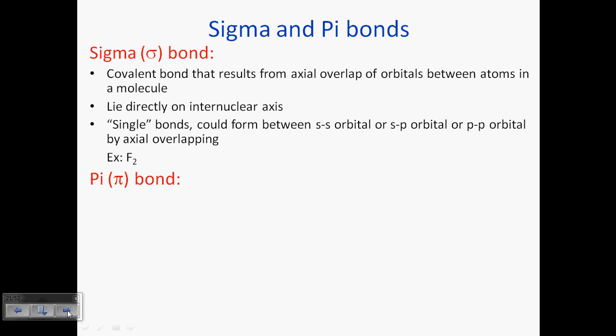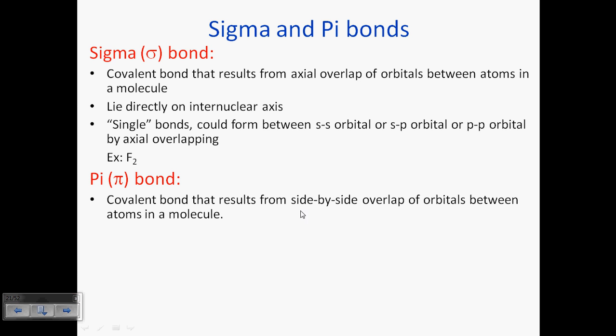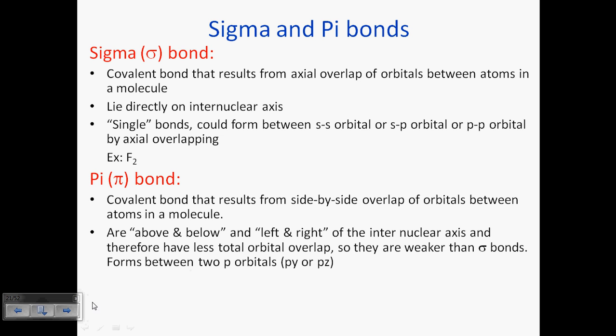A pi bond is a specific type of bond that's formed by side-by-side overlap of only unhybridized p orbitals. So not every orbital overlap produces a pi bond. A pi bond is formed only between overlap of py or pz orbitals along the y-axis or along the z-axis. And as you can see here, this overlap is not that much. There's only little overlap along the y or z axis, hence the pi bond is not quite as strong as the sigma bond.